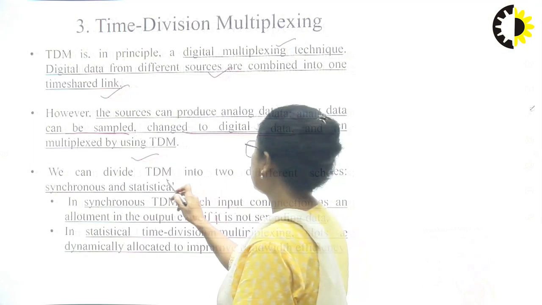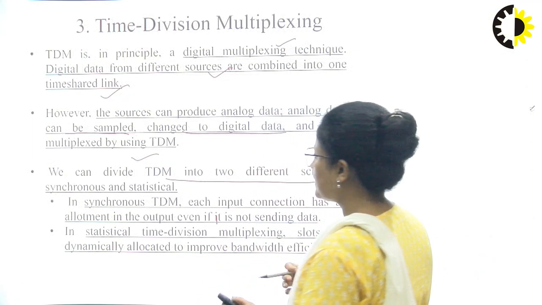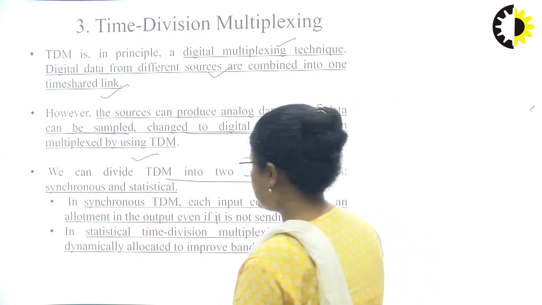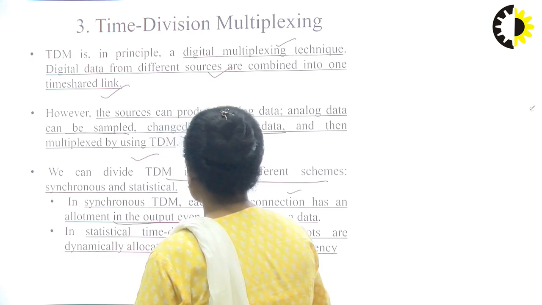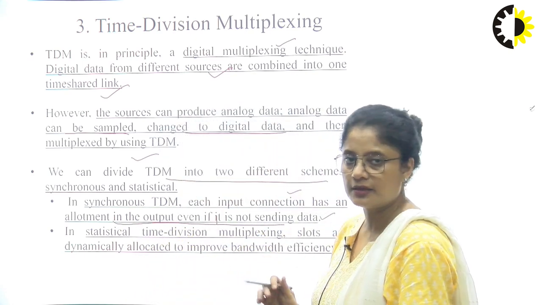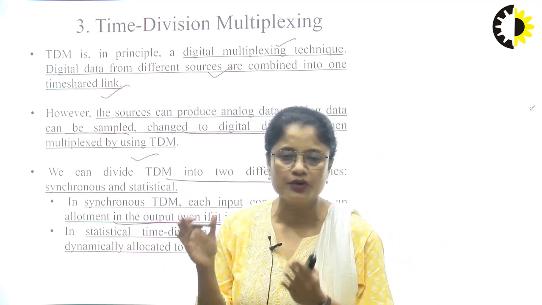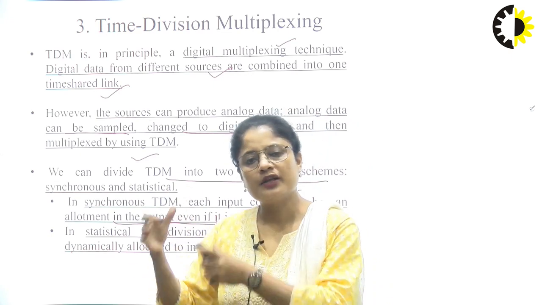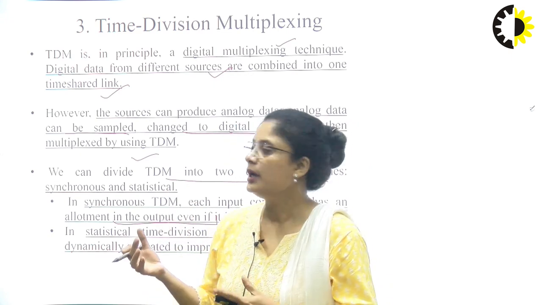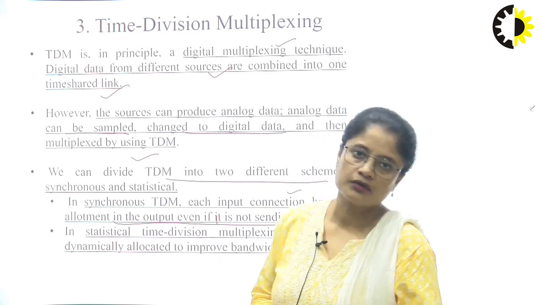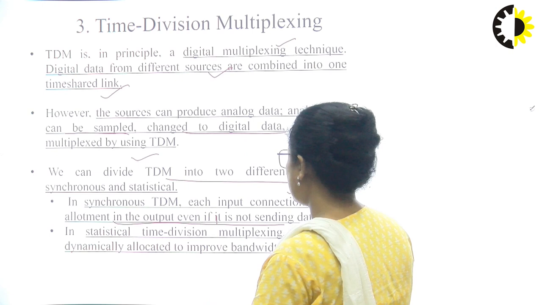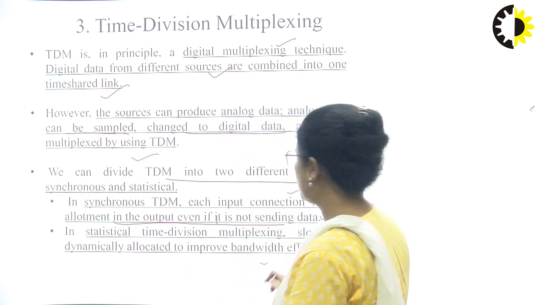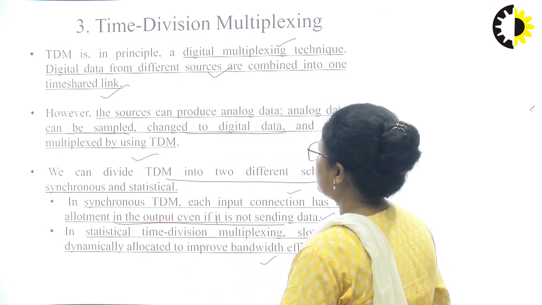Now, TDM basically has two different schemes. One is synchronous and the other one is statistical TDM. In synchronous, each input connection has an allotment in the output, even if it is not sending data. That means, like I said, there are four input connections, so they will have four slots in the medium, even if no data is coming for one of the slots. But in case of statistical time division, the slots are dynamically allocated to improve bandwidth efficiency. Let me explain this in more detail.